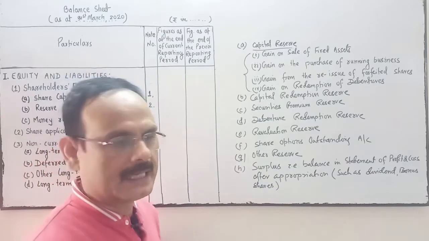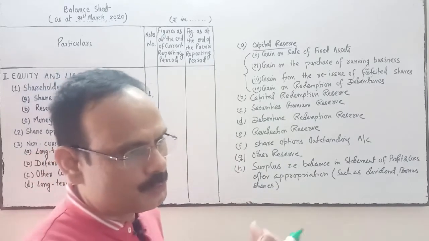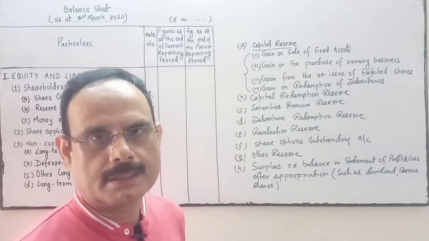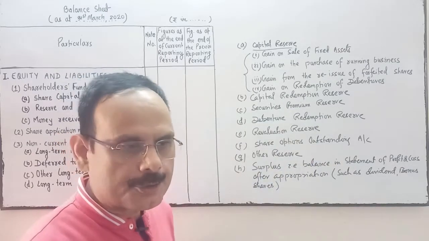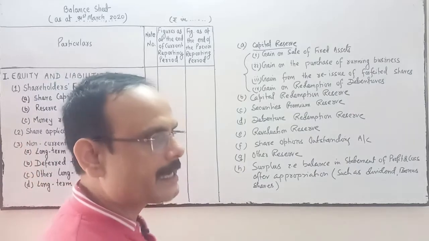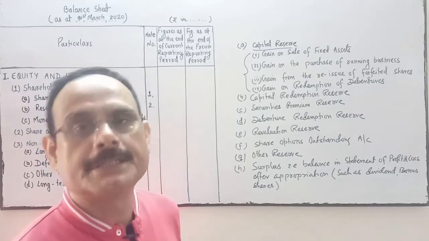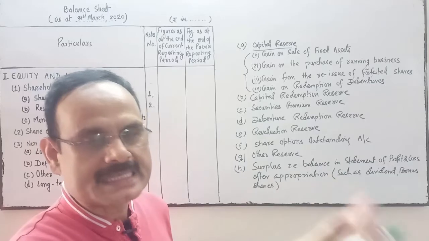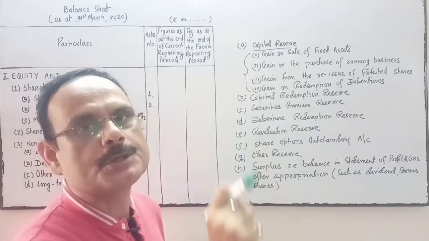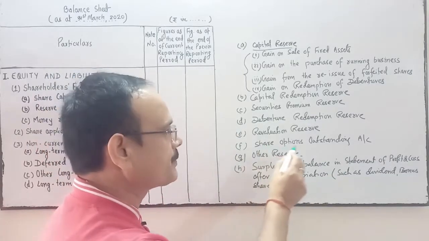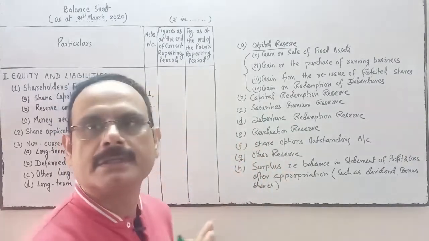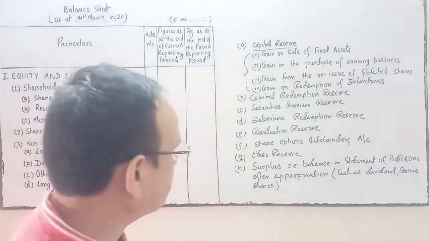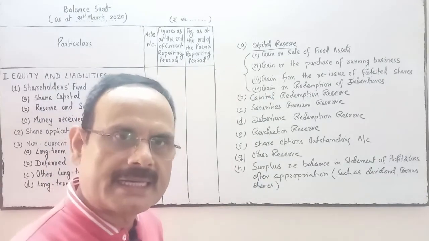Share option outstanding account arises when the company issues shares to its employees at a discount. Suppose a 100 rupees share is issued to employees at a discount of rupees 30, meaning issued at rupees 70. That 30 rupees will be credited over here, in the share option outstanding account. Next is other reserve, if any other reserves are there, and surplus.